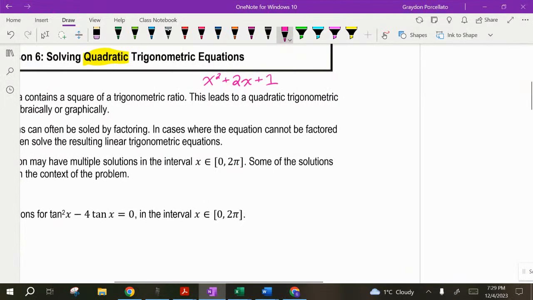Typically, when we're solving quadratic equations, we'll factor this. So what times 1 equals 1 and adds together to equal 2? x plus 1, x plus 1. And then what are my solutions here? Well, my solution is x equals negative 1. So that's how we've solved quadratics in the past. If we can't factor, we use the quadratic equation.